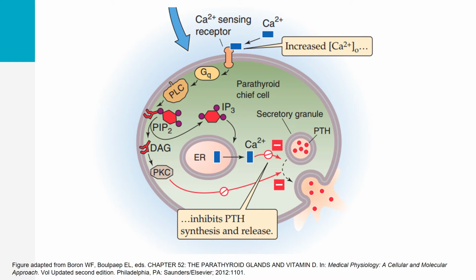In this figure, you can see that when calcium binds to the receptor, it activates a sequence of events, ultimately resulting in the production of inositol triphosphate, diacylglycerol, and calcium, and all of these are the second messengers. This ultimately leads to the inhibition of the release of the parathyroid hormone, and of course the synthesis too.